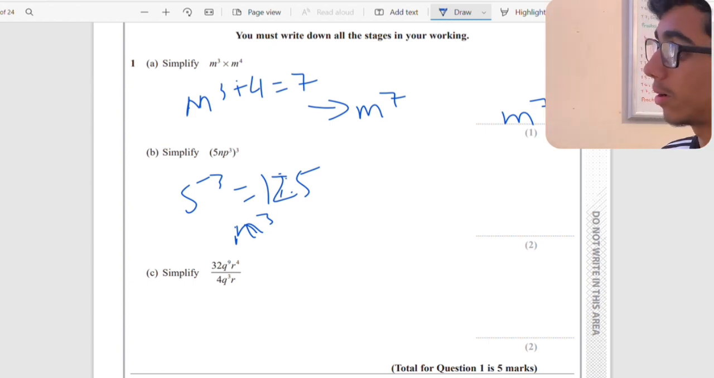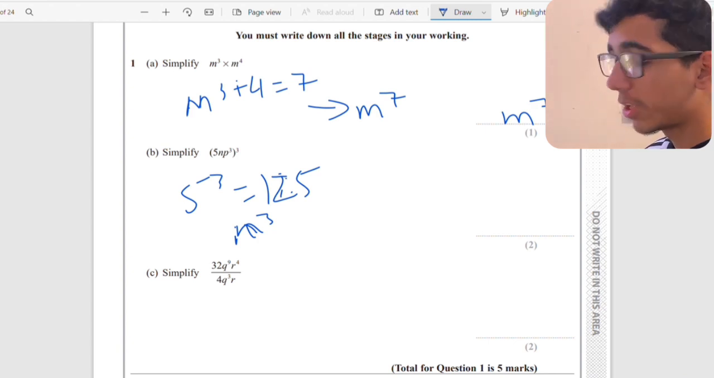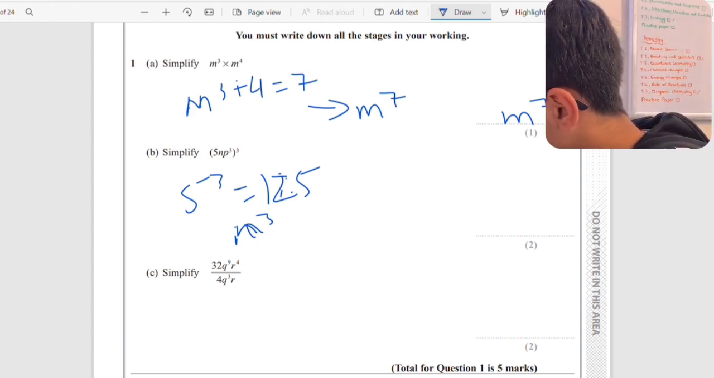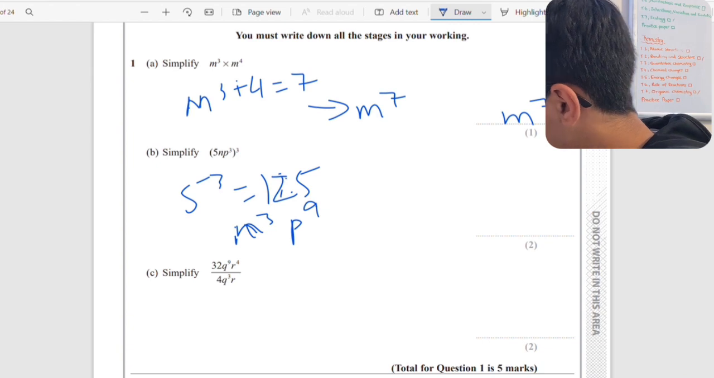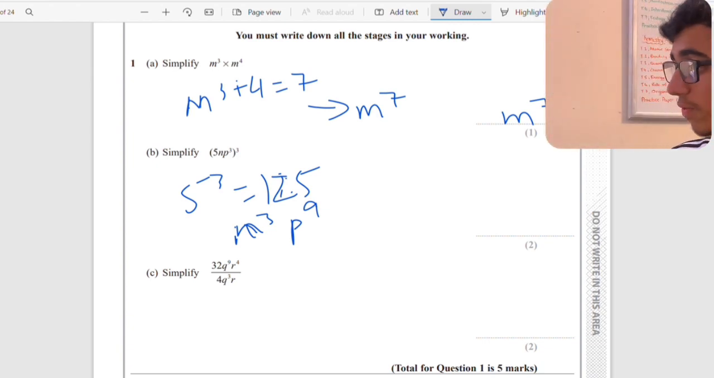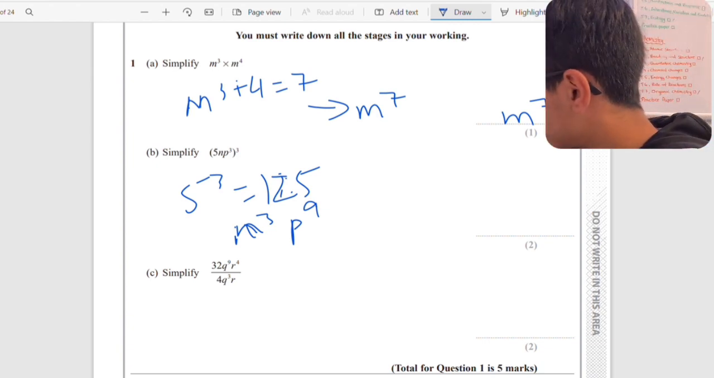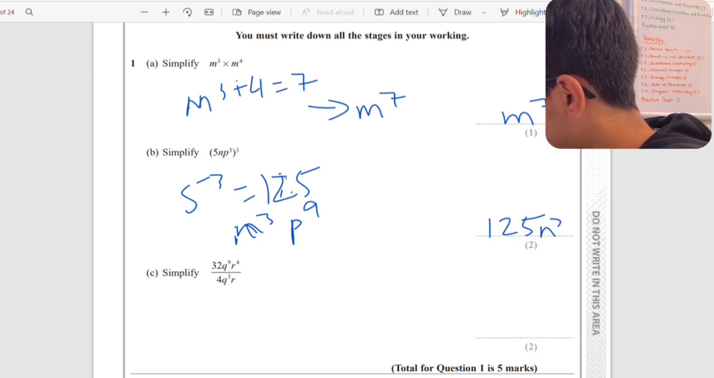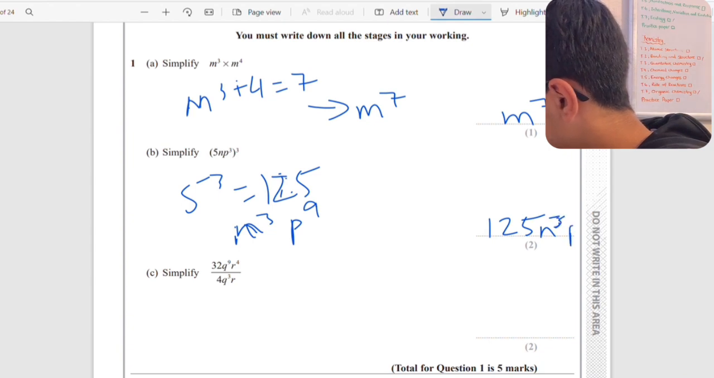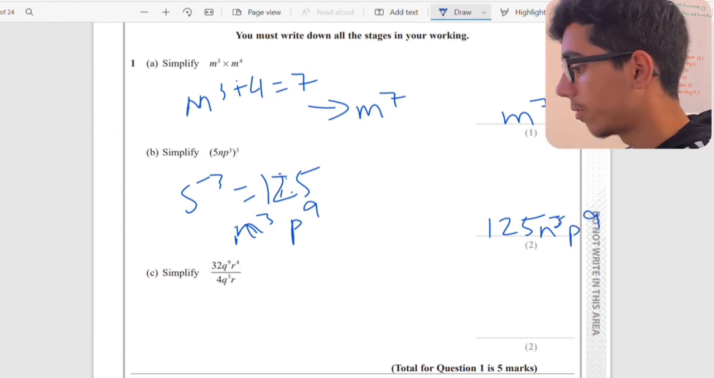I might be wrong, but I'm going to go with p to the power of 9. So the answer I'm going to put is 125 n to the power of 3 p to the power of 9. Sorry, you can't see that properly. Well, I meant 3 anyway, so it doesn't matter.